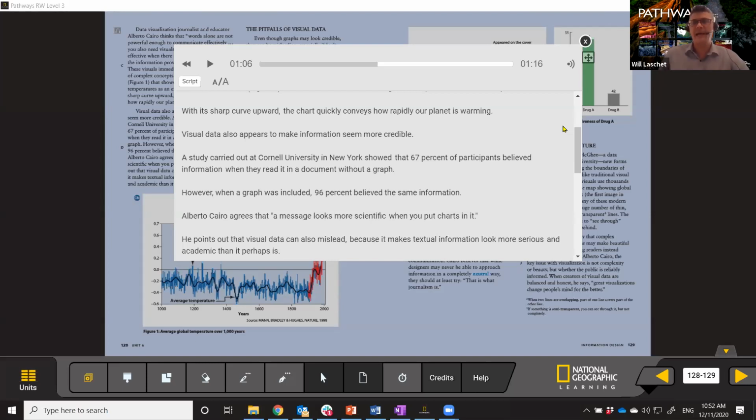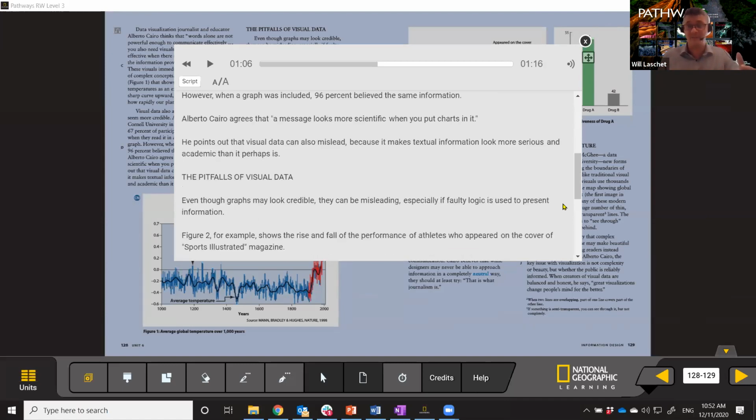67%, right, great. And when they gave the same information, but where they added a graph, what percentage believed that information? 96%. So we can see that adding a graph actually makes it more credible. It makes information more credible, more believable. Almost 30% more believe it when they see it accompanied with a visual.